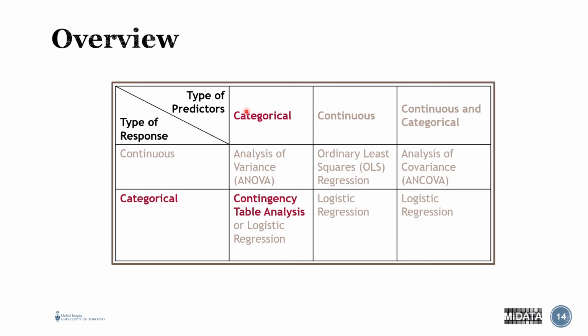As we are talking about categorical data today, this is the reason that it's highlighted in red here, both a categorical response and a categorical predictor. And what are we going to look at? What's called contingency table analysis.